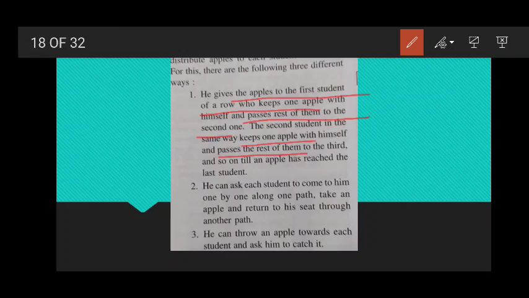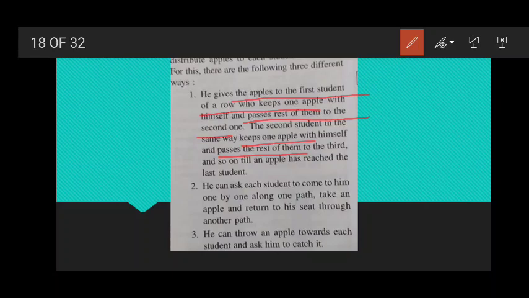It is like when you distribute answer sheets in an examination: you keep one and pass the rest of the answer sheets to the girl sitting behind you. Then the next one keeps one paper with herself, and the student passes the rest of the papers to the back. So this is the first way.